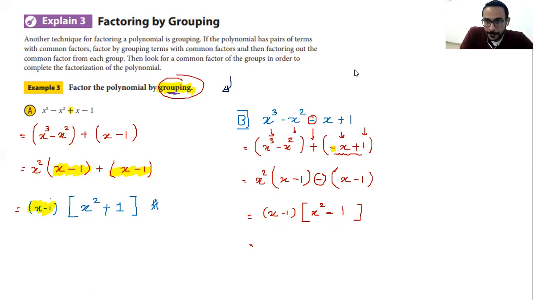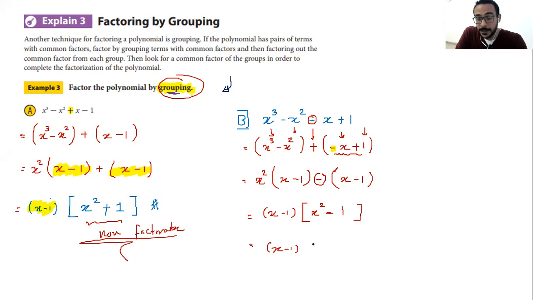Difference of 2 squares. Excellent, Mazen. Which is the difference of 2 squares. And note, guys, the difference between the two questions. The first one I stopped because x squared plus 1 is irreducible, or non-factorable, and we cannot factorize it. But here we have x minus 1 and x squared minus 1. How to factorize it as difference of 2 squares? It will be x plus 1 and x minus 1.